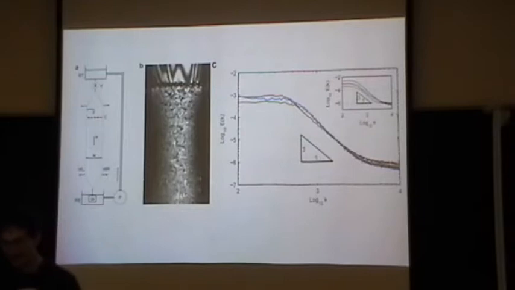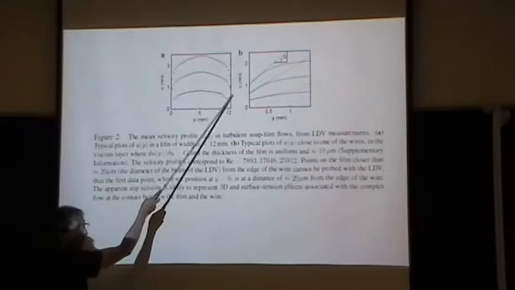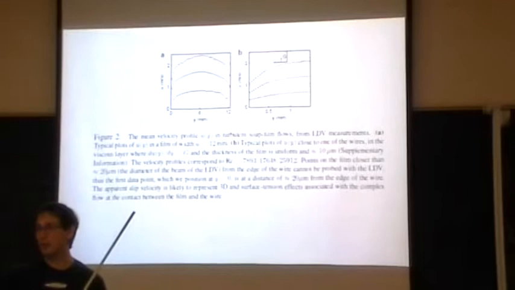Now what you do is you measure the velocity as a function of distance from the wall, and then you look at the gradient at the wall, and from the velocity gradient at the wall, you can work out the stress exerted at the wall. So you can measure the friction factor.